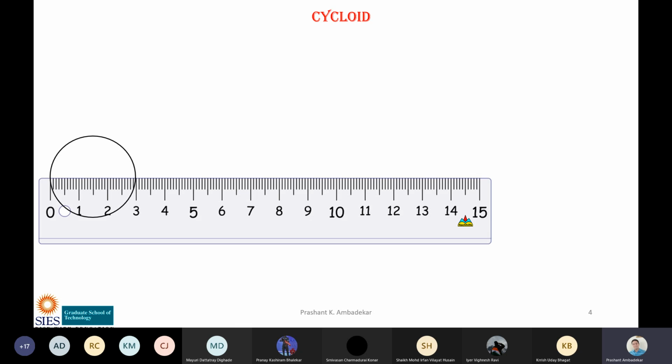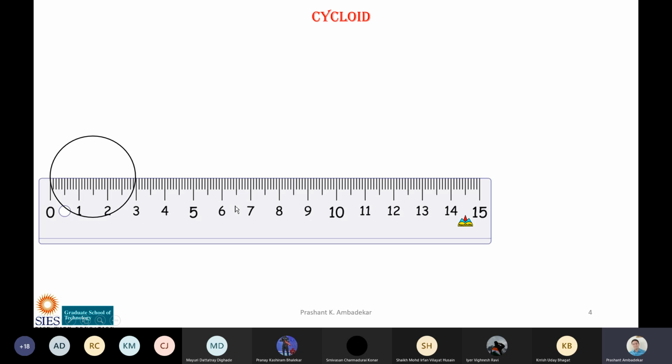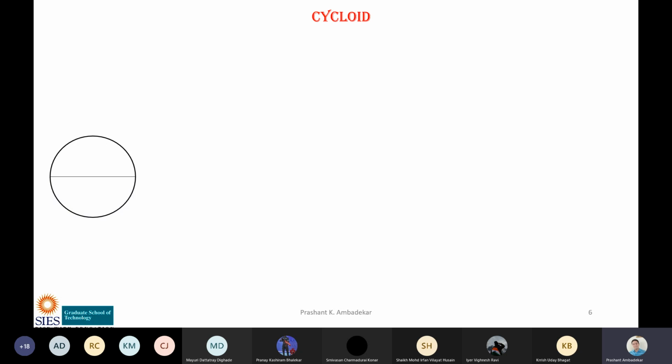Then we'll divide the circle into 4 parts. How will you divide the circle into 4 parts? We know the quadrant points. This and this are the quadrants, and there are 4 quadrants. So we'll draw a horizontal line by keeping a scale, then we'll draw a vertical line by keeping the scale.